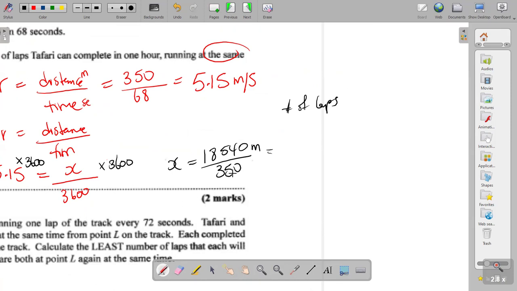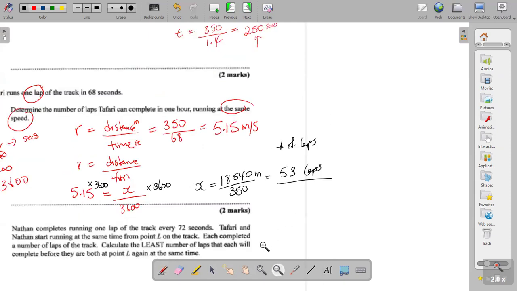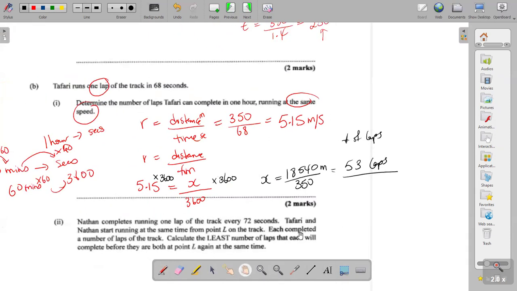53 laps. 53 laps? Exactly 50, flat, as in no decimal? Exact? Oh yes. Who taught you to round off without anybody telling you? Okay, 53 laps. I like it. Excellent work. Love to see it. But talk to me, everybody understand what we did there?